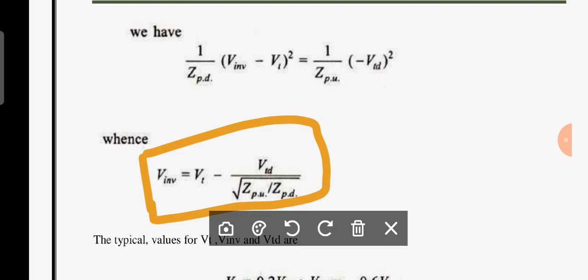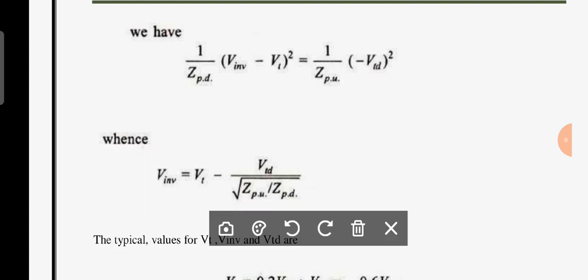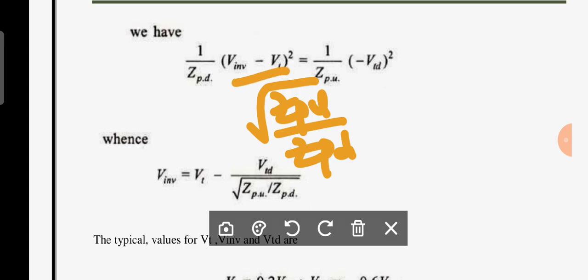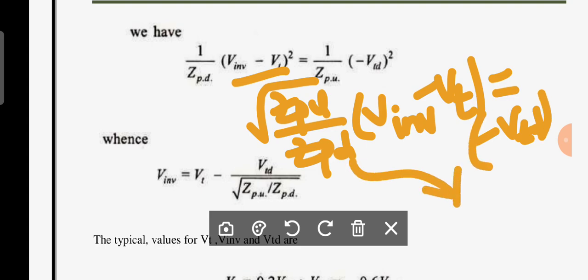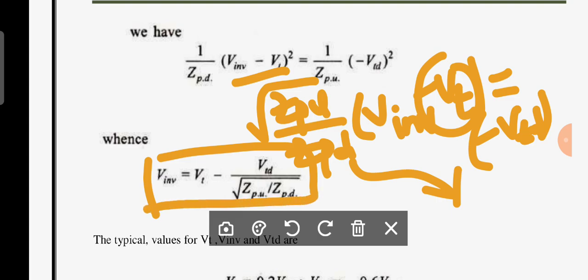That means you can clearly say that we acquired square root of ZPU by ZPD into this term. Is it clear? What is this term? V inverting minus Vt is equal to minus Vtd. Now you observe that if this term came here, it becomes square root of ZPD by ZPU. Is it clear? After that, this minus Vt sent to this side becomes plus. This is the remaining term. I hope you are clear.